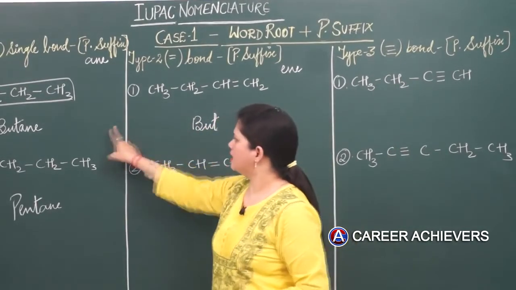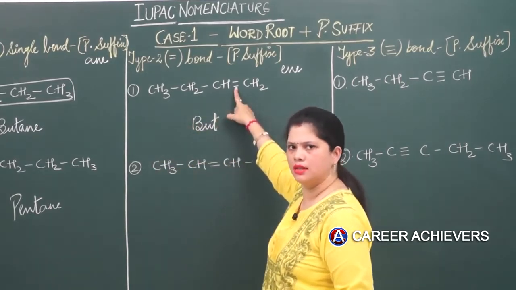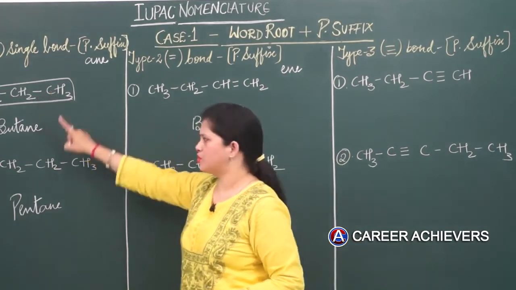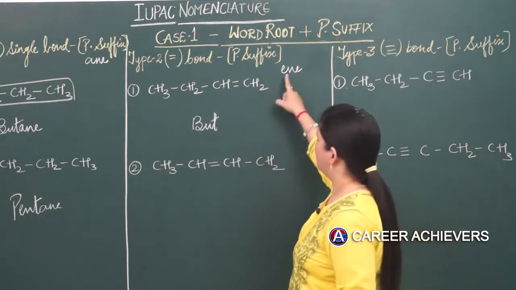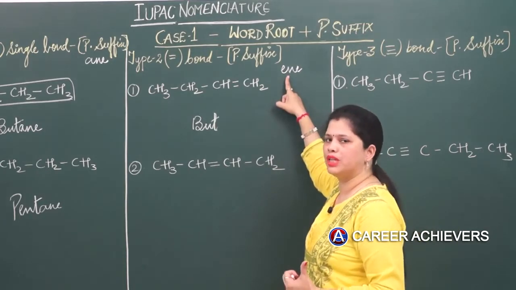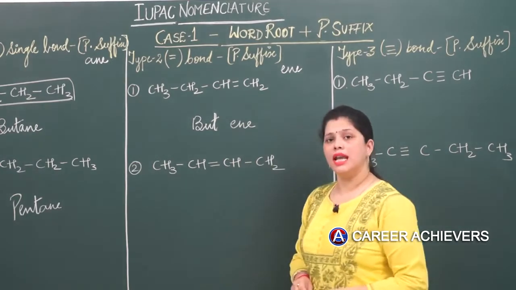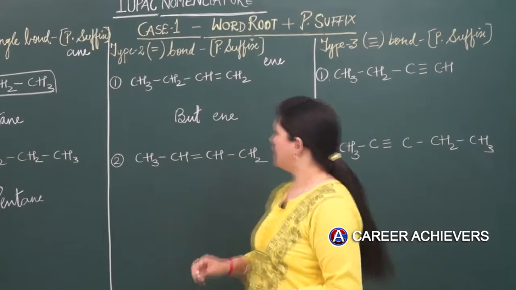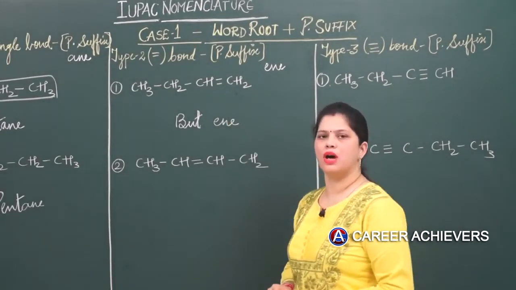Again, if we compare these molecules, the only difference is the occurrence of the double bond here, because when we compare, we can see here it was a single bond, so we wrote ane, but as we can see here a double bond is there, so the primary suffix used would be ene. So I would be writing butene. But the next question is, what is the position of the double bond? We have to find out the position of the double bond, and that is represented by numbers.